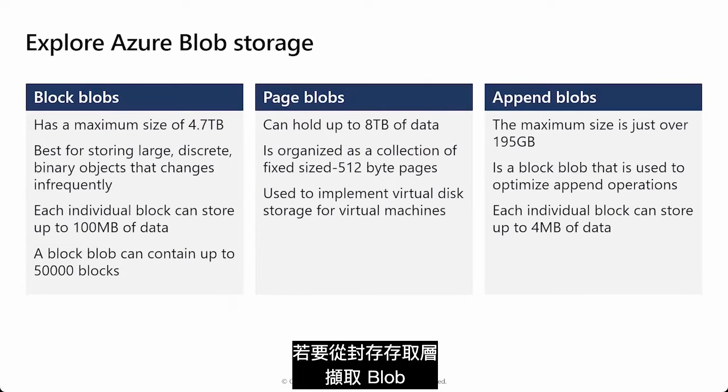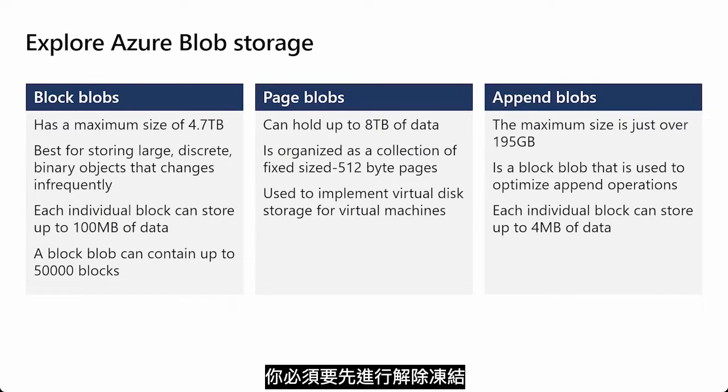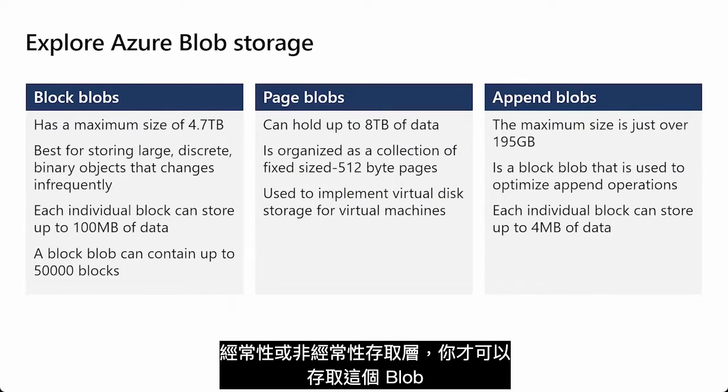So if you want to retrieve a blob from the archive tier, you must first rehydrate it. By rehydrating, I mean you need to essentially move that blob into a hot or a cool tier before you can then actually access that blob.